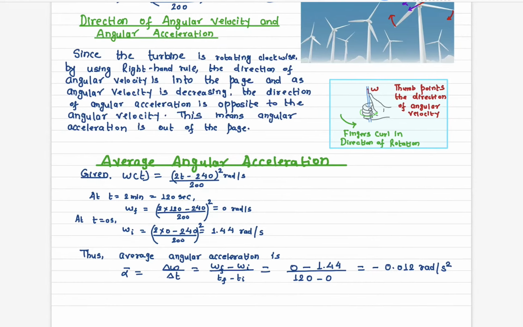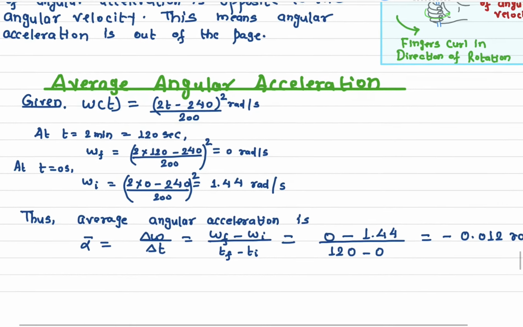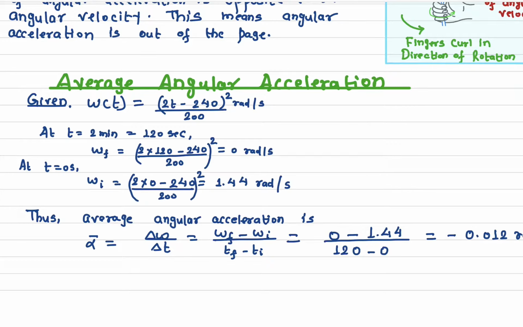Okay, so now we talked about the direction. Now let's calculate the average angular acceleration. Before we do this, let me ask you a question. What does the term average mean? Whenever you have to calculate average acceleration, average velocity, whatever, it is asking about the final information and the initial information, like the final speed and the initial speed.